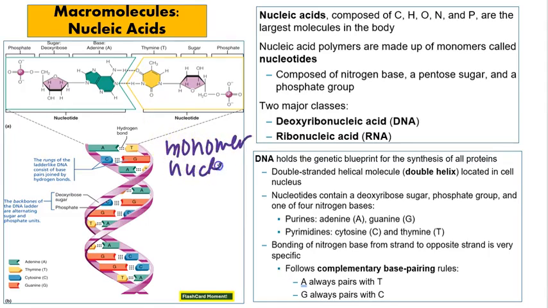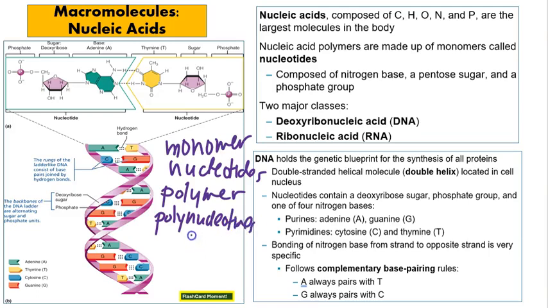So again, because they're nucleic acids, we do have specific names. And of course, a polymer of a nucleic acid is going to be polynucleotides, or you can just call them nucleic acids. And the two major classes that we focus on are deoxyribonucleic acid and ribonucleic acid.